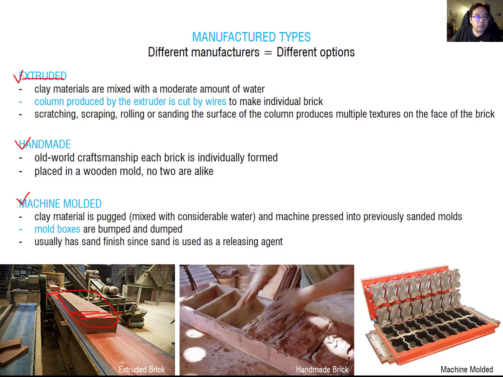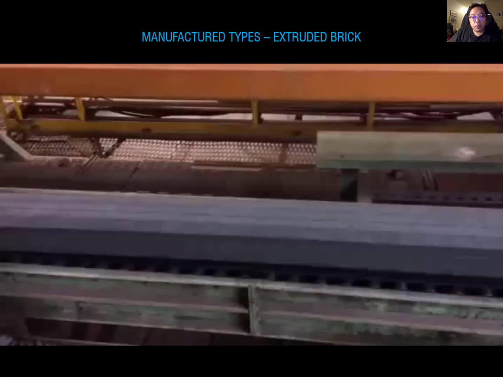But once again, the extruded brick is the most typical type to produce your brick material in the contemporary architecture industry. So I'm going to bring out a video of how this extruded brick is fabricated in the factory. It's better for understanding how it works.